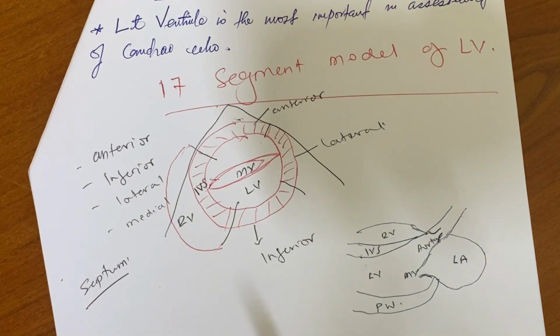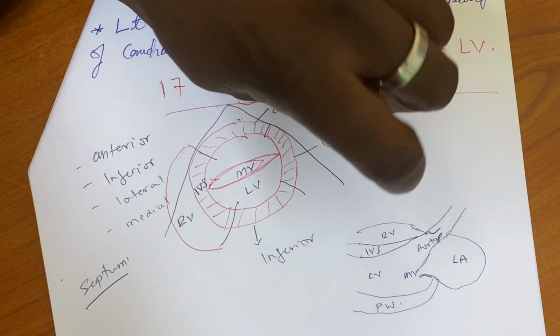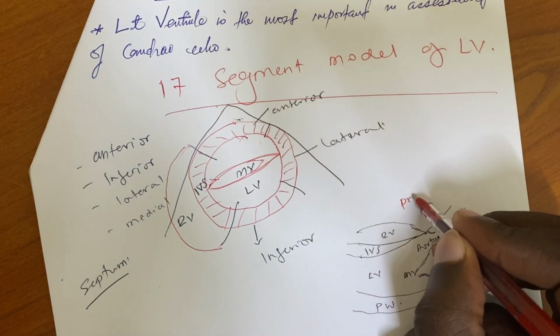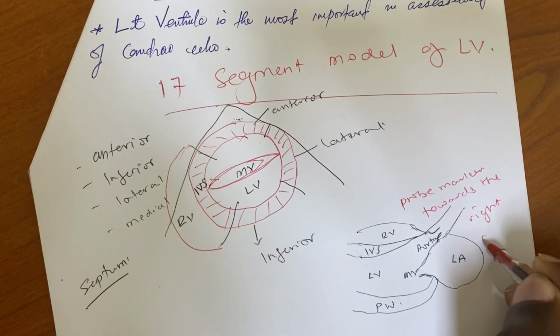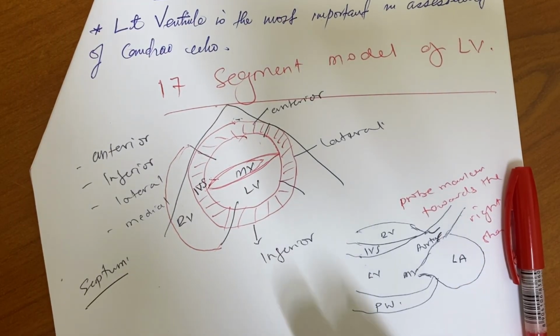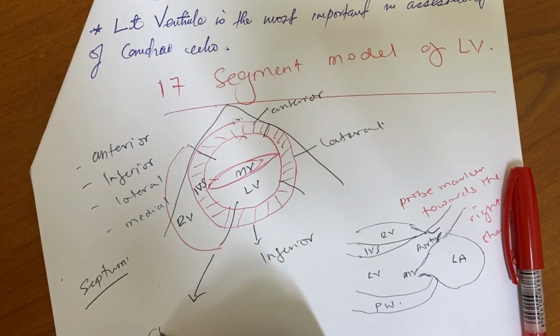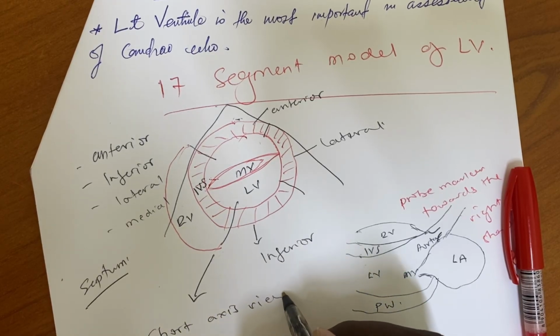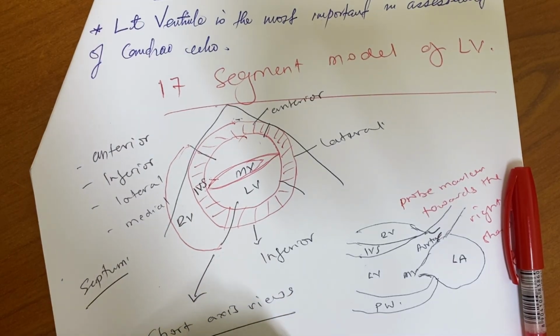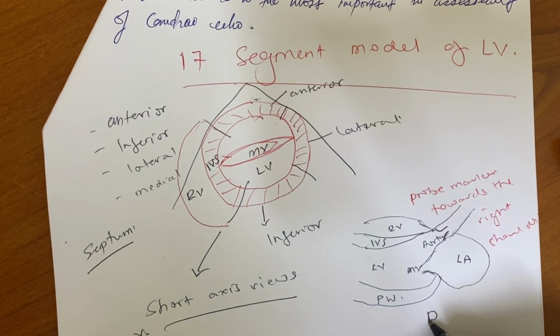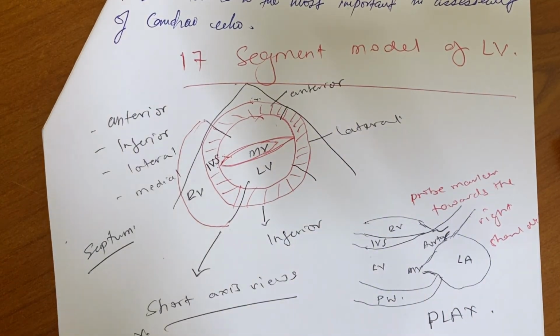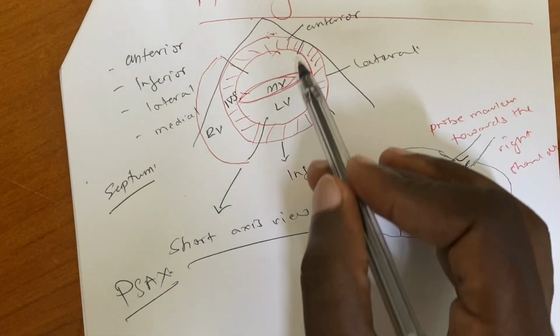Now from there you turn the marker to the left shoulder. This was when the probe marker is on the right shoulder. Now when you turn the marker to the left shoulder, you go for transverse cuts. Transverse cuts, they are these ones, short axis views. We can call it parasternal short axis. And parasternal long axis. That's how we shorten them.